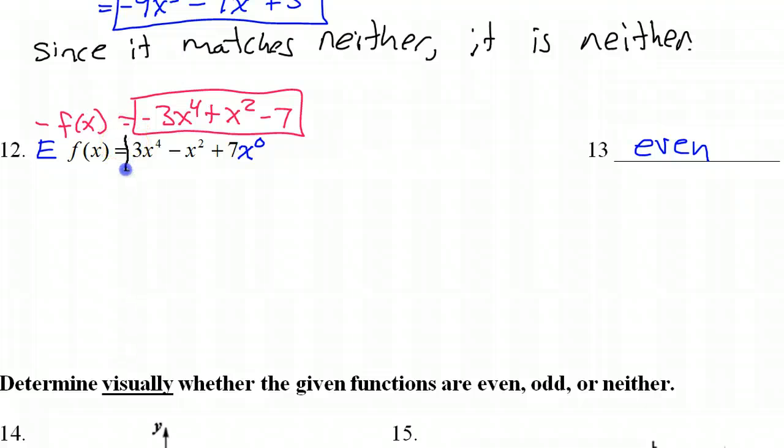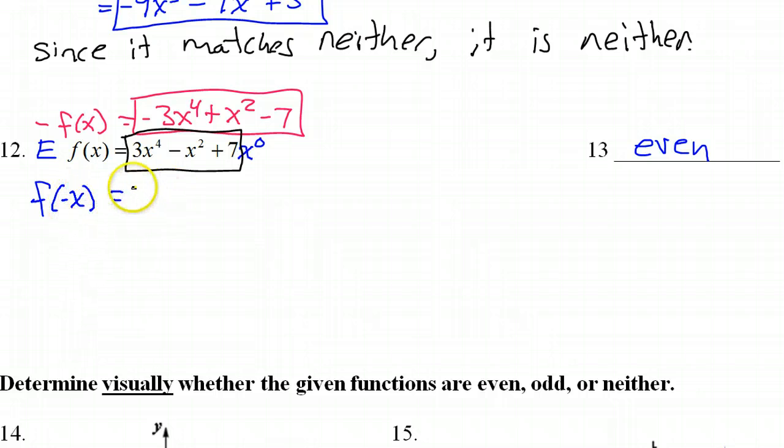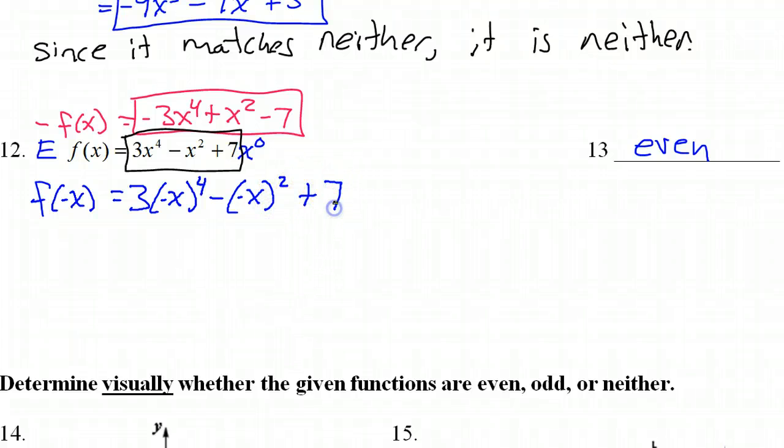This is the original function. And now it's time to substitute negative x. So I'm doing f of negative x. So this would be 3 negative x minus negative x squared plus 7.